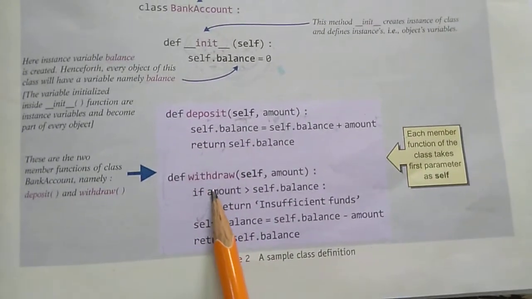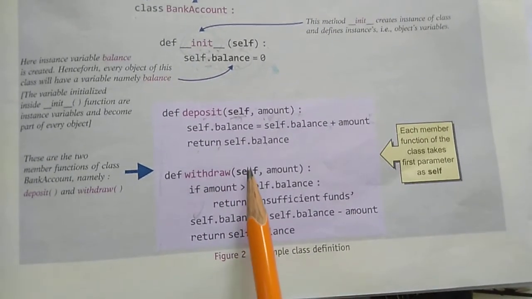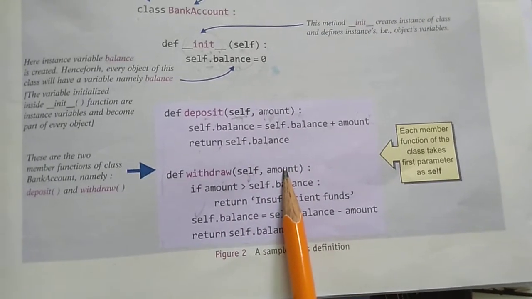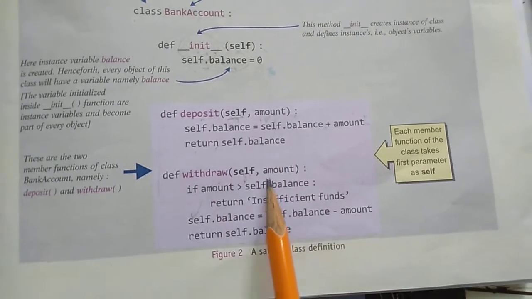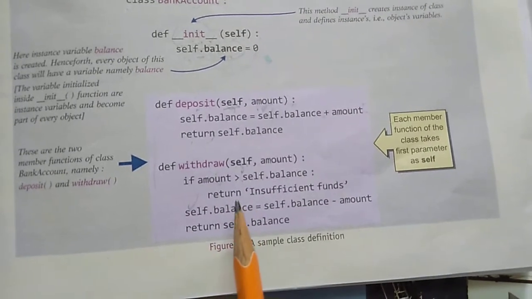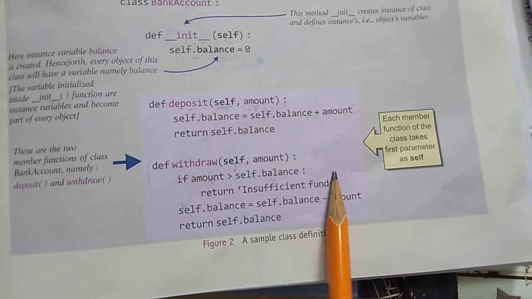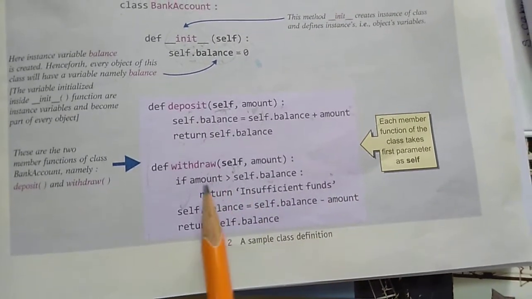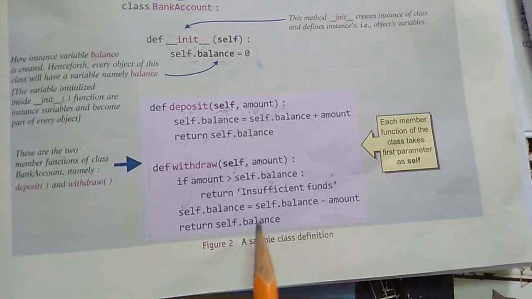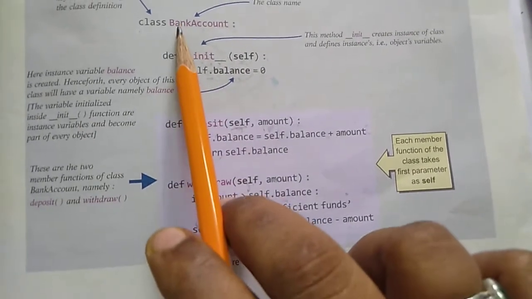Then we have one more member function called withdraw. Here self must be the first argument of any member function. Then we have one more argument, amount. If the amount is more than self.balance, we cannot take out the amount, so withdrawal is not possible. We can return the message as insufficient fund. If the amount is less, that is, the condition fails, the balance can be deducted with the amount and returned there. We are able to understand how the class can be defined.